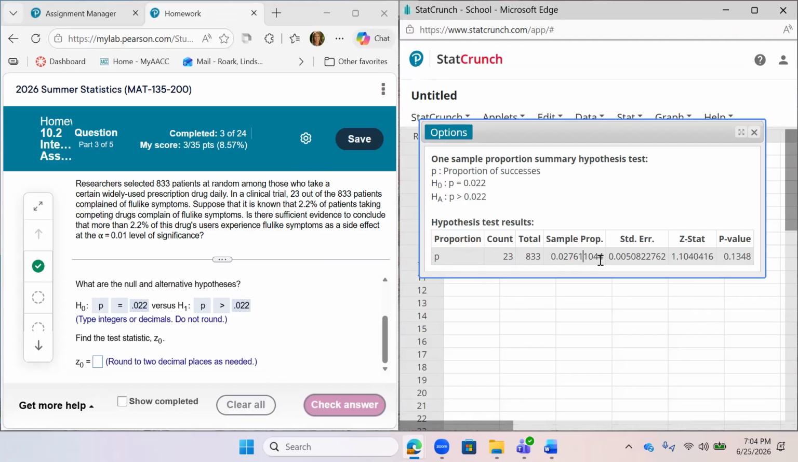So like 2.8%, right? So there was a larger number of people in our sample than 2.2%, but is that enough to say that it's definitely higher? That's what the whole question comes down to. Because maybe we just had a sample that had slightly higher flu-like symptoms for a variety of reasons, right? Sampling distributions are spread out. Not every sample is going to get us exactly 2.2%.